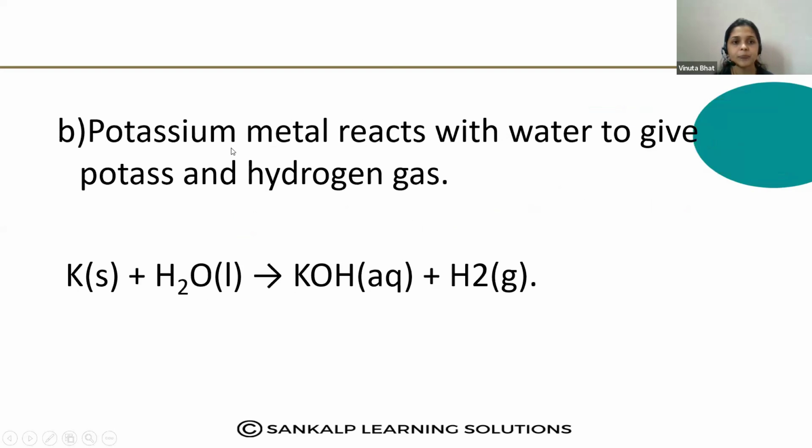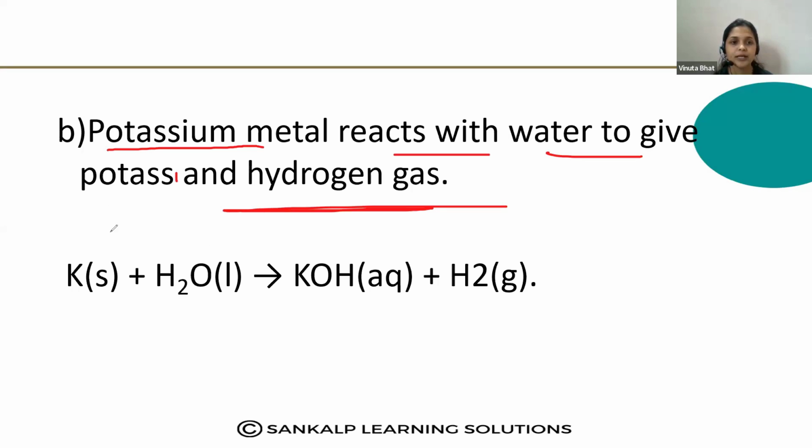See here, potassium metal reacts with water to give potassium hydroxide and hydrogen gas. Potassium, that is K plus H2O, that gives us potassium hydroxide, KOH, plus hydrogen gas.